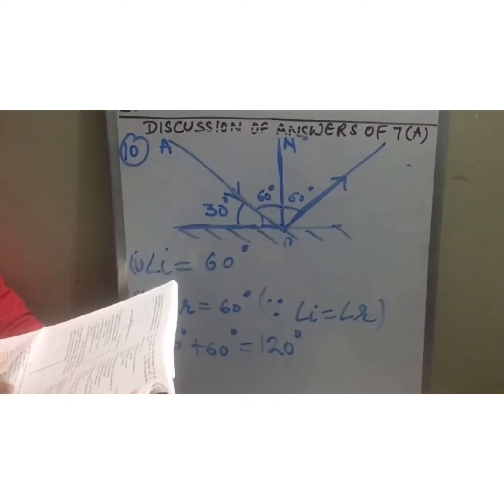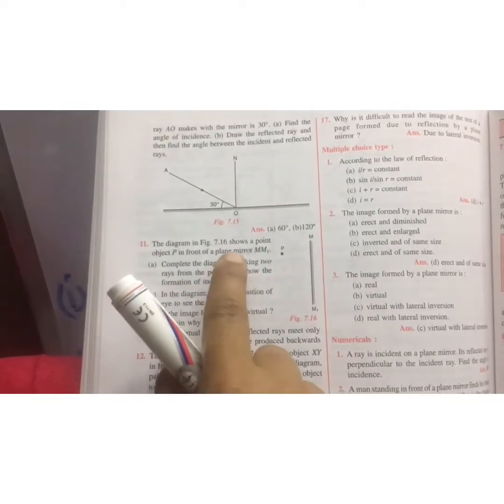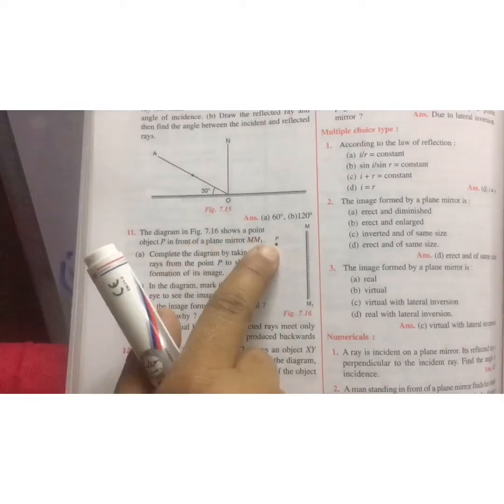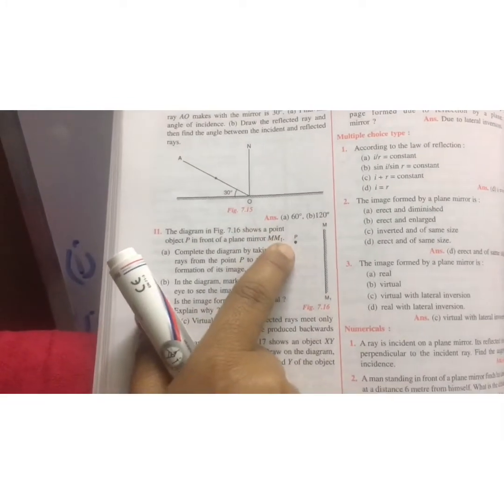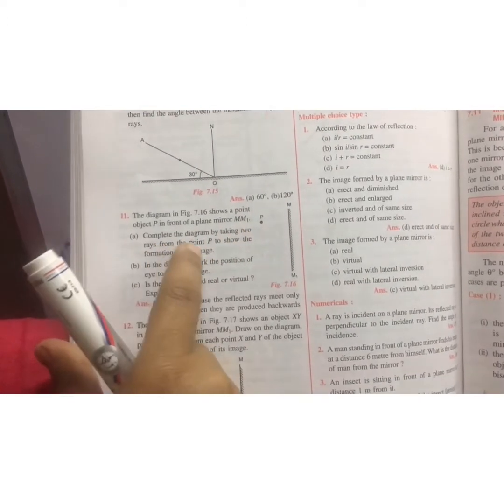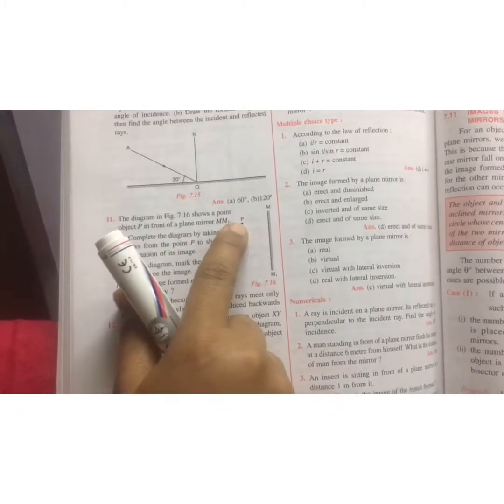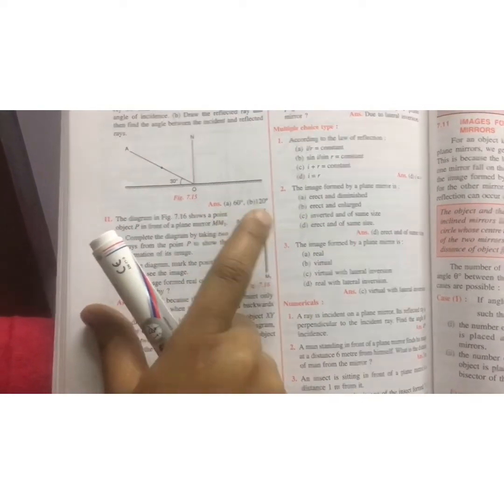Now, question number 11, you see. The diagram in figure 7.16 shows a point object P in front of a plane mirror MM1. MM1 is a plane mirror, P is the point object given. Complete the diagram by taking two rays from the point P to show the formation of its image. That means you have to consider any two rays and draw an image of it. How will you draw? See on the board. Come.